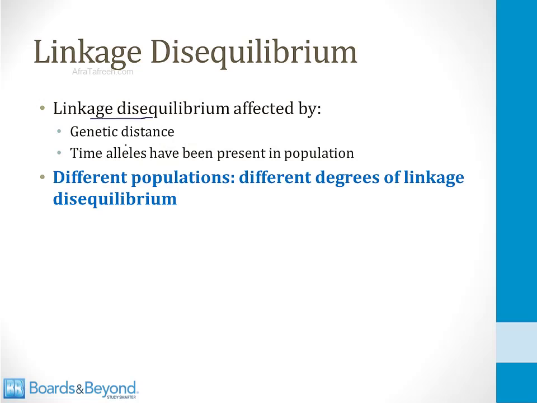Linkage disequilibrium is affected by the genetic distance between two genes and the times the alleles have been present in a population. And a key point here is that different populations can display different degrees of linkage disequilibrium. If a gene has moved through a population of people for a longer period of time, in other words, if that was the population that first developed a mutation, they may display a different degree of linkage disequilibrium compared to another population that developed the mutation at a later point in evolution. And that concludes our module on gene mapping.